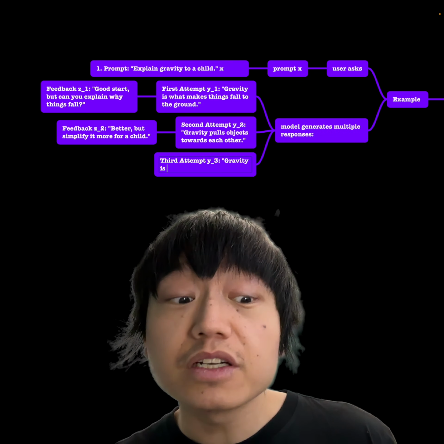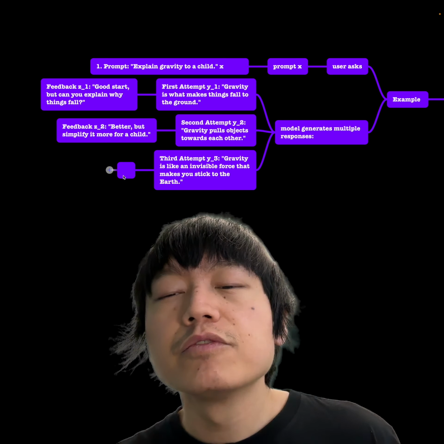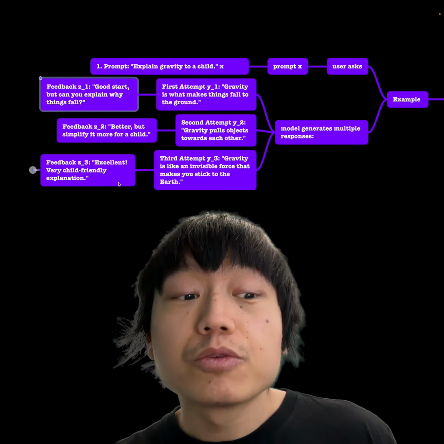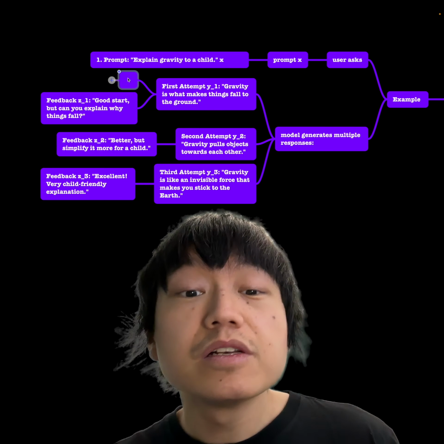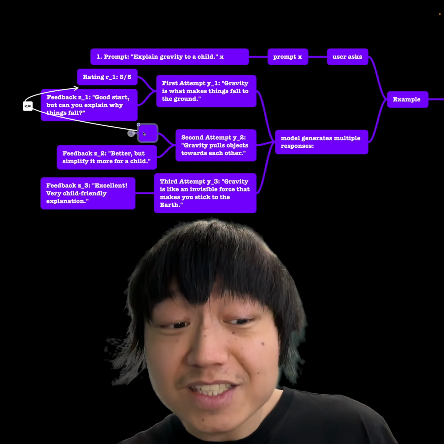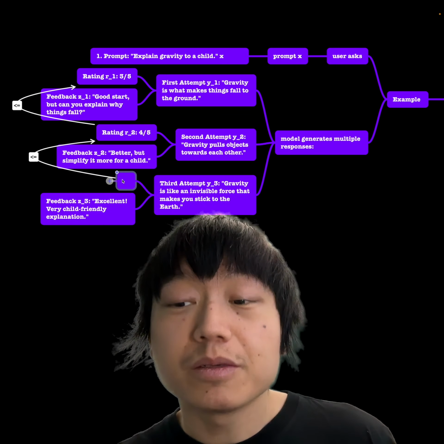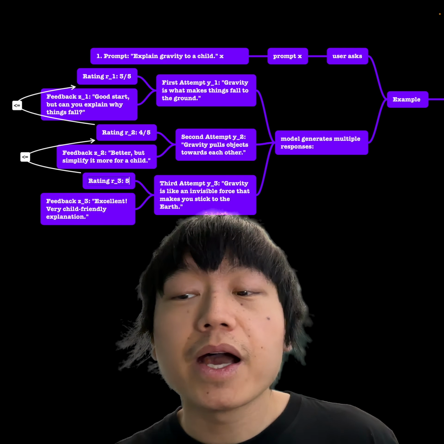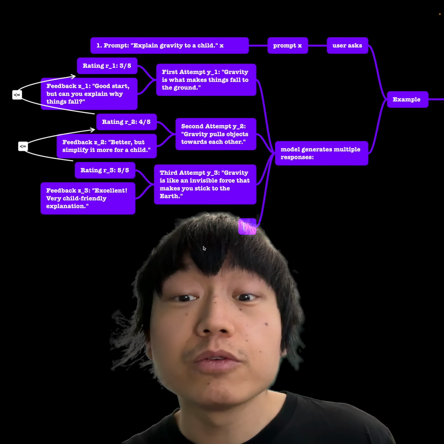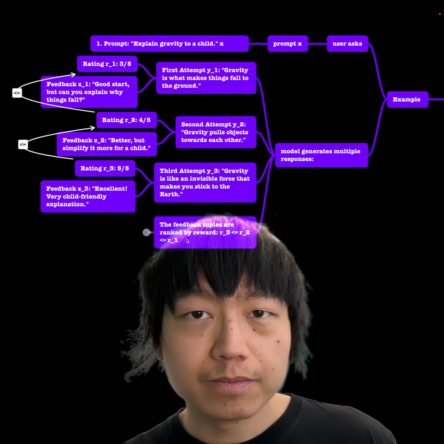So it has the third attempt, which is y sub 3: gravity is like an invisible force that makes you stick to the earth. And then rating r sub 3 is 5/5. And then the feedback z sub 3 is excellent, very child-friendly explanation. So these feedback tuples are ranked by reward, which is r sub 3 is greater than or equal to r sub 2, which is greater than or equal to r sub 1.